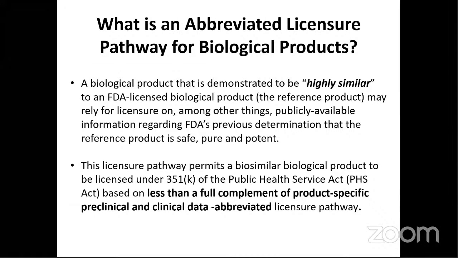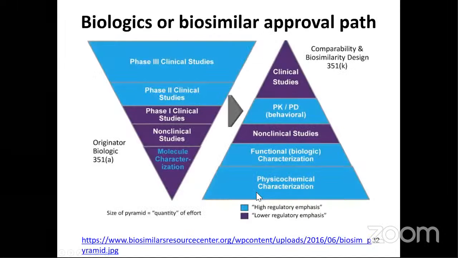So under this abbreviated licensure pathway for biological products, the premise is that, similar to what we do in the generic world, the product needs to be highly similar to the FDA licensed biological product, which is the reference product. And the licensure pathway is 351(k), which needs less than a full complement of product specific preclinical and clinical data. That's why it's called the abbreviated licensure pathway.